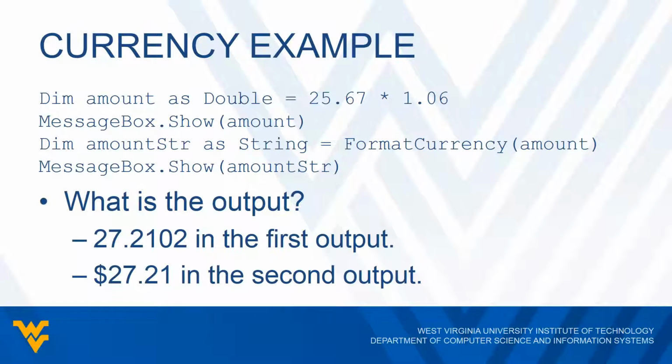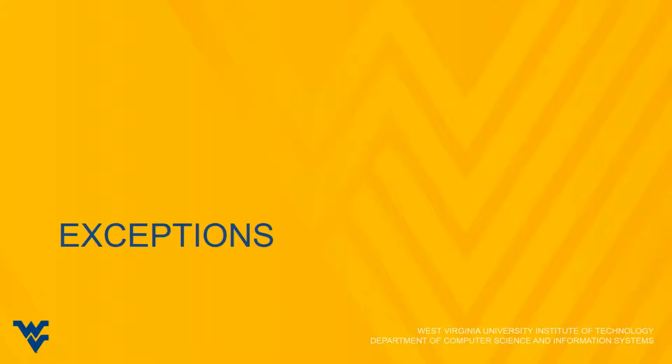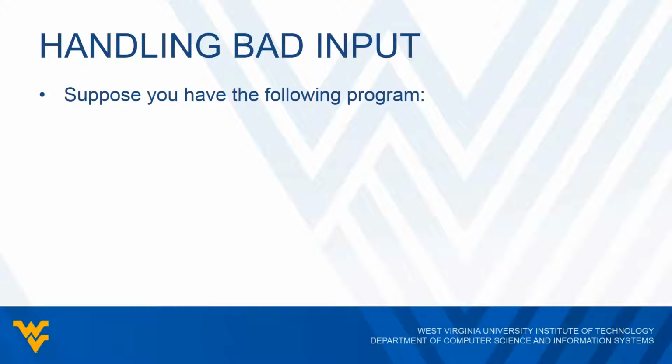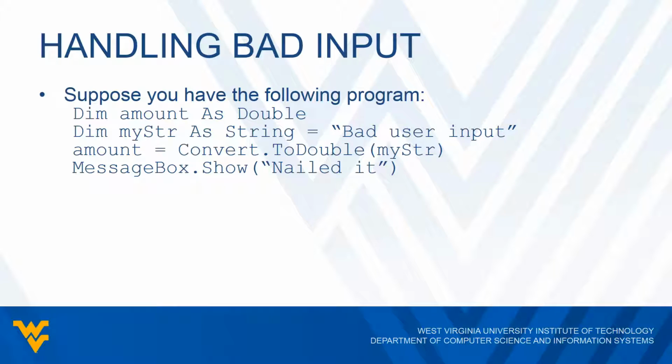The next feature we're going to take a look at involves what we call exceptions. Let's suppose we have the following code in our program. So we have a couple of variables. We have a double variable, which is called amount. And then we have a string variable, which is called myString, and it's initialized to the string "bad user input".